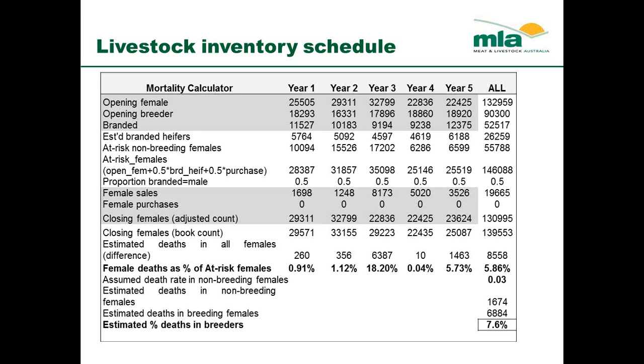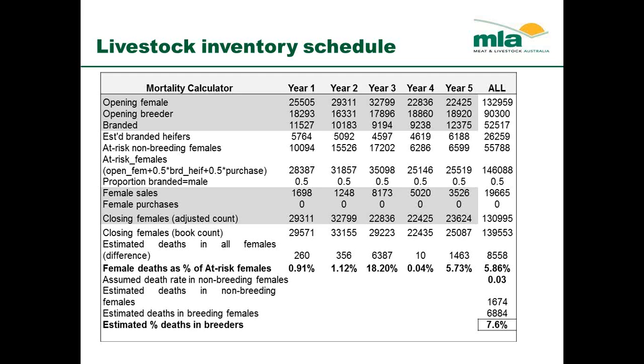And then by comparing the adjusted count with the closing book count, you can see that just under halfway down the table, you've got closing females adjusted count, and immediately below that the closing females book count. The difference between those two numbers is the deaths in all females, and if we take that difference and divide that by the at-risk female number above, which is our denominator, we come up with the percent deaths, female deaths as a percentage of at-risk females.